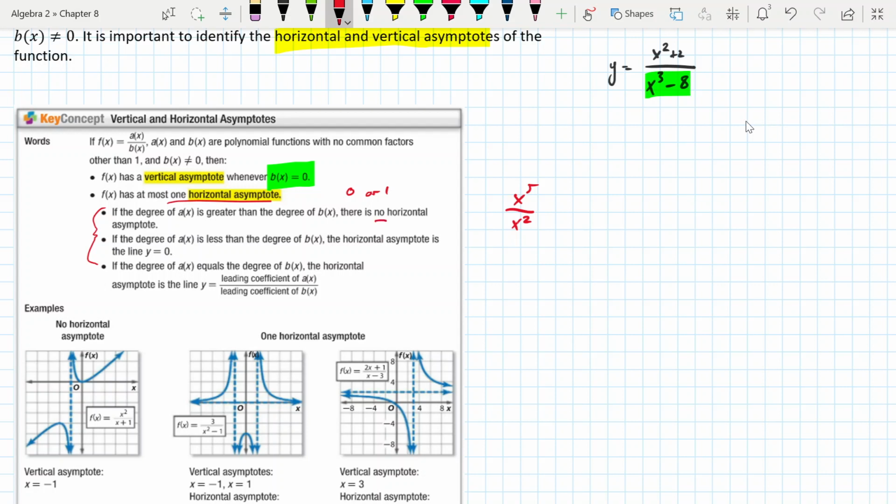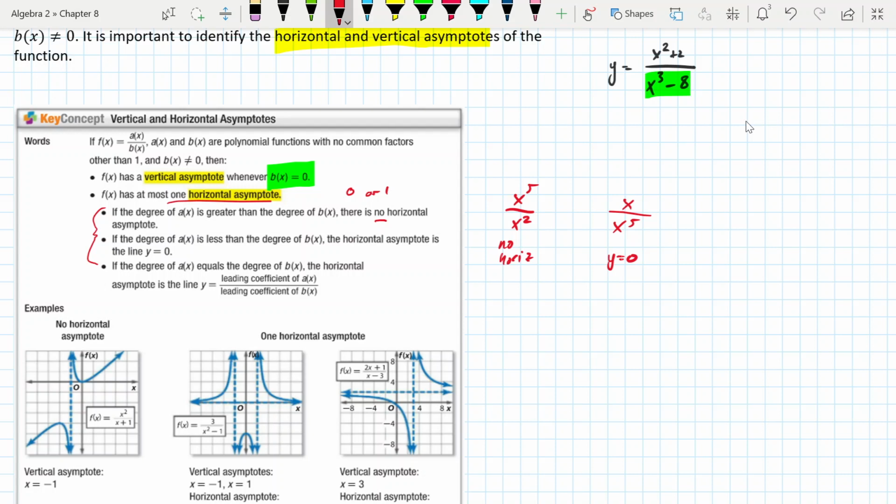Okay. If the degree of the numerator is less than the degree of the denominator, the horizontal asymptote is y equals 0. So, what do we have here? How about x over x to the 5th? Yeah. So no horizontal.